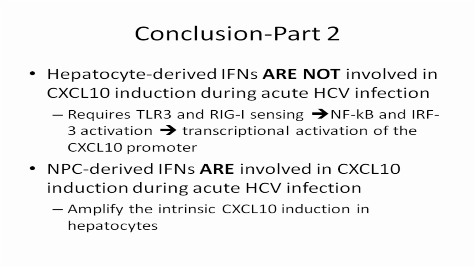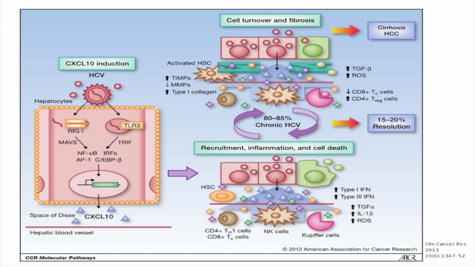However, non-parenchymal cell-derived interferons are involved in CXCL10 induction during acute HCV infection, and I believe they serve to amplify the intrinsic or endogenous CXCL10 induction in hepatocytes. So we're back to this model again, and I hope I've convinced you that the hepatocyte itself doesn't need any signals from over here to induce CXCL10. When these cells get to the liver, either from the periphery or from within the liver, by migrating to the site of infection, they can then contribute type 1 and type 3 interferons to further amplify this response.